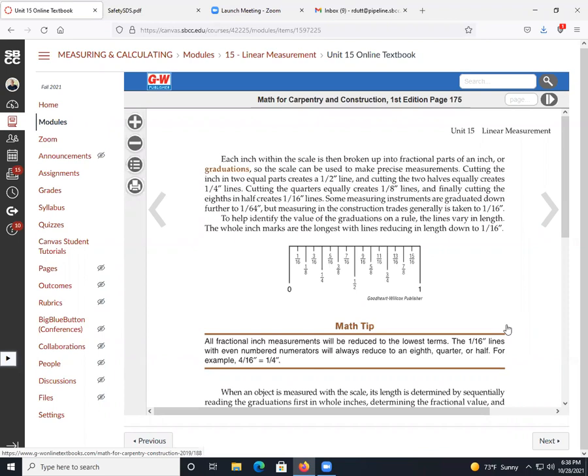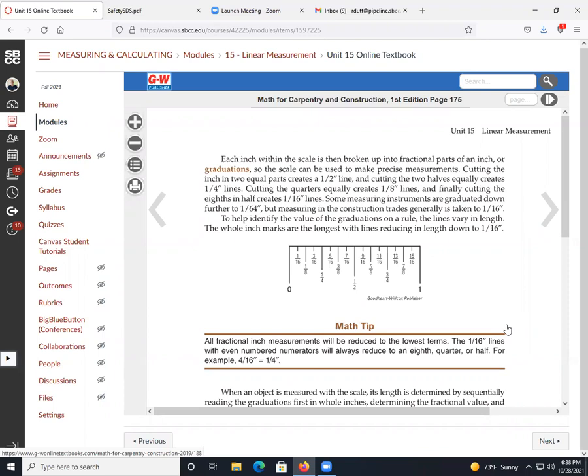Even though, if I ever get to take you to my shop for that field trip, I have a saw made in Switzerland that cuts to thousandths of an inch. It's got a digital readout. It's adjustable in thousandths of an inch.